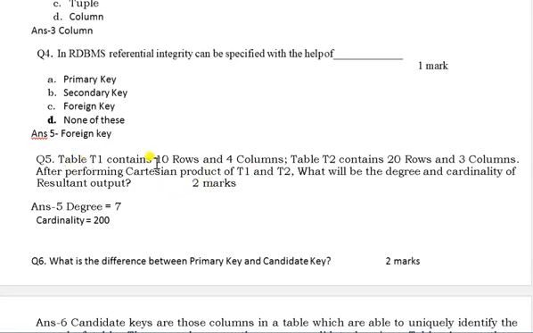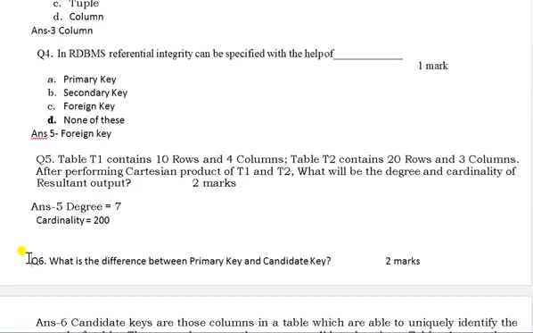So when you perform the Cartesian product, then number of rows will become 10 into 20, that is 200, and columns will become 4 plus 3, that is 7. Now total number of columns are 4 plus 3, that is 7, and the rows are 20 into 10, that is 200. So cardinality is 200 and degree is 7.